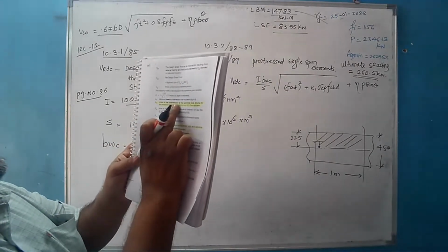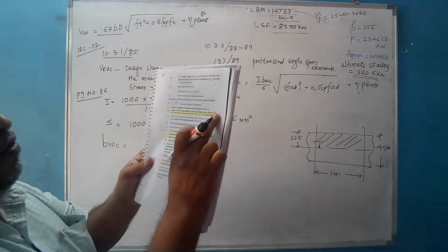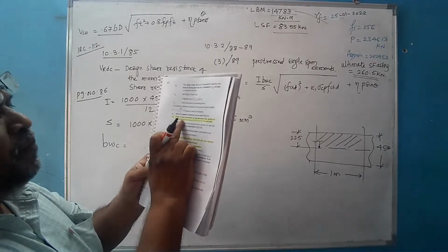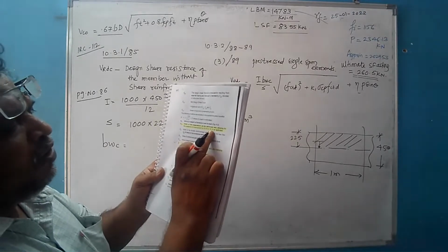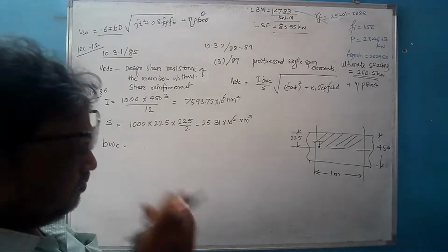Width of the cross section at the centroidal axis, allowing for the presence of ducts as per equation 10.1.4 and 10.1.5 as applicable.